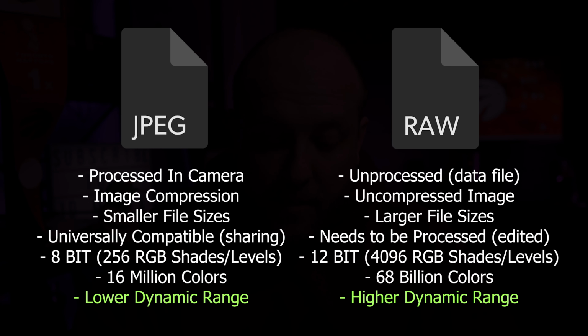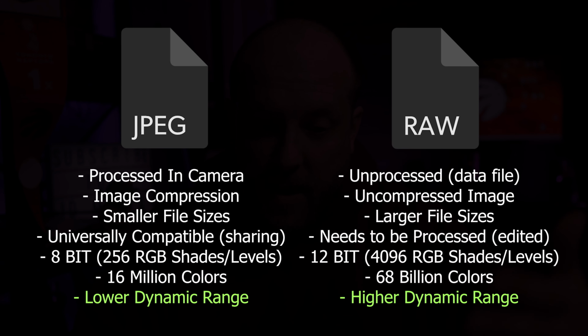When we compare dynamic range between the two, JPEG is a lot lower, which means we have less information in the darkest and brightest spots of our image. When editing a RAW file, we can recover more information in the highlights and shadows because it has a higher dynamic range.